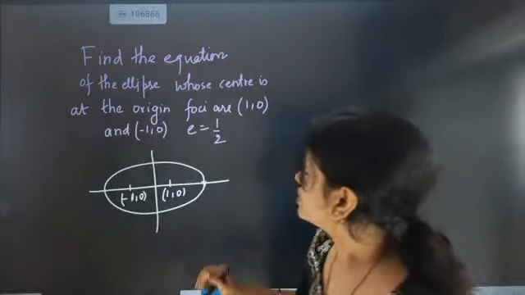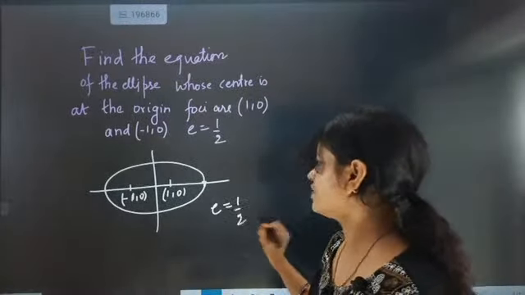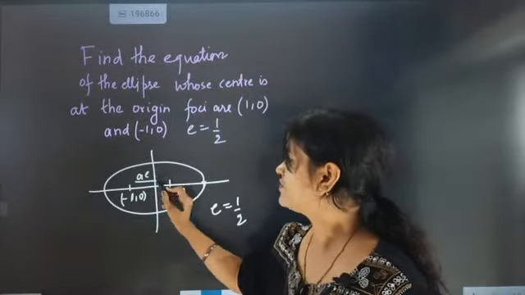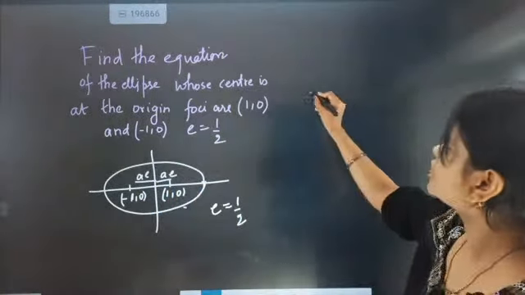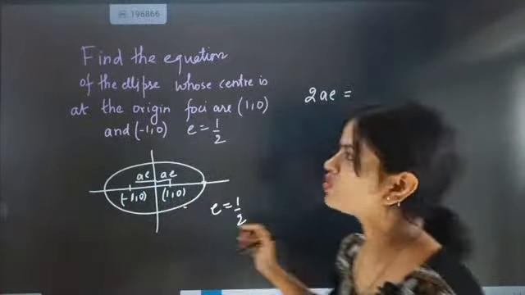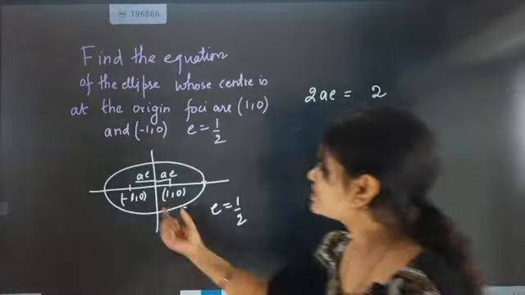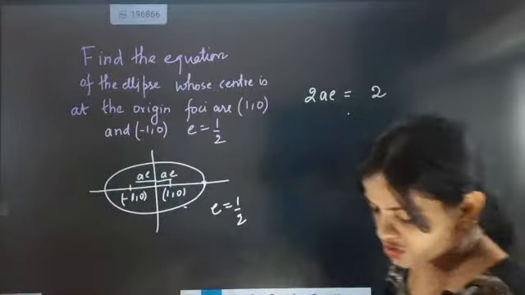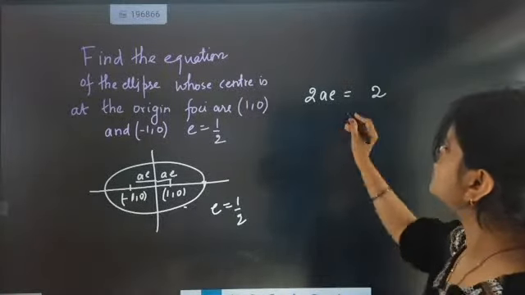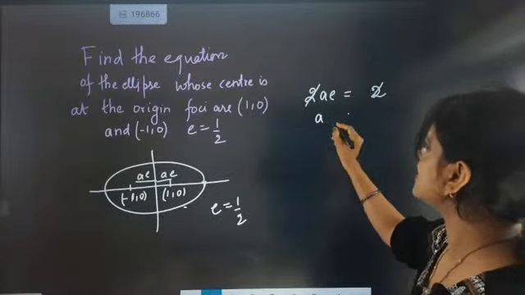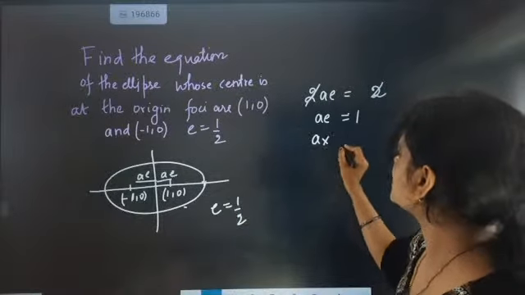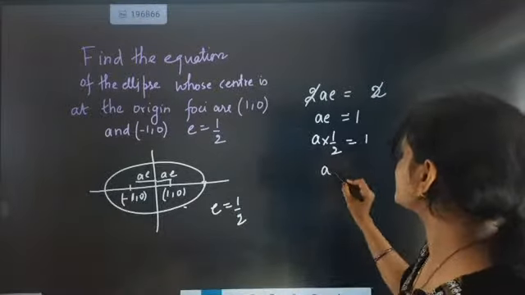Center is the origin, eccentricity given is half. So we know one very important point. This distance is AE, this distance is AE. So twice AE equals the total length, which is coming as 2, since this distance is 1 and this is 1. So now these will get cancelled. AE is equal to 1. Now what is E? E is 1 by 2. So A is coming as 2.